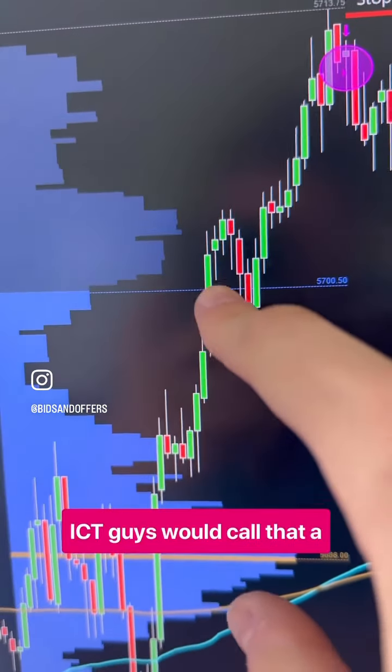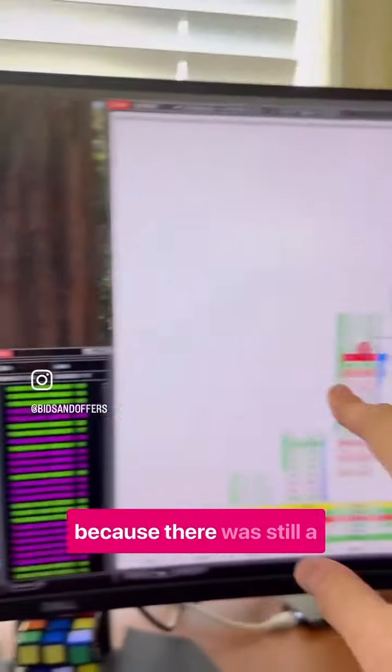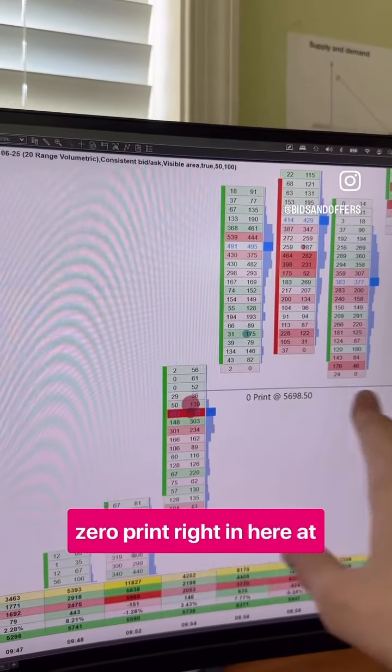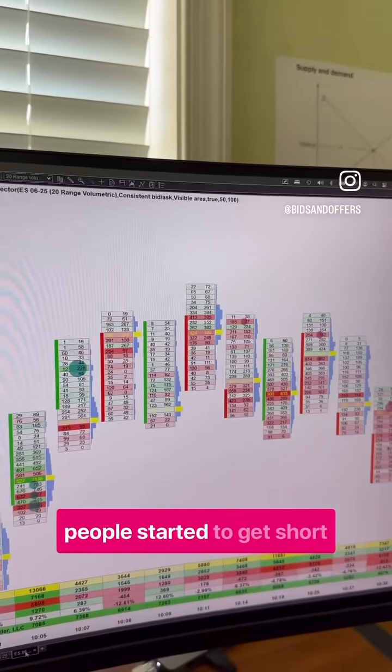ICT guys would call that a fair value gap that got tested. Well, guess what? It wasn't fully tested because there was still a zero print right in here at these 98.50s. So what I saw basically on this order flow was a lot of people started to get short in the market.